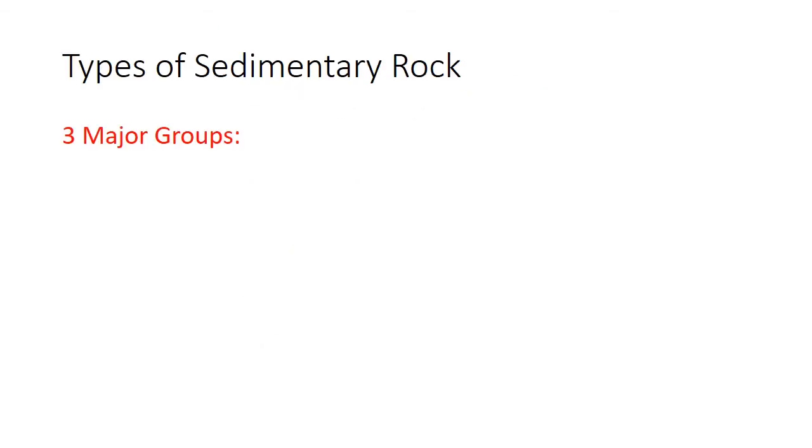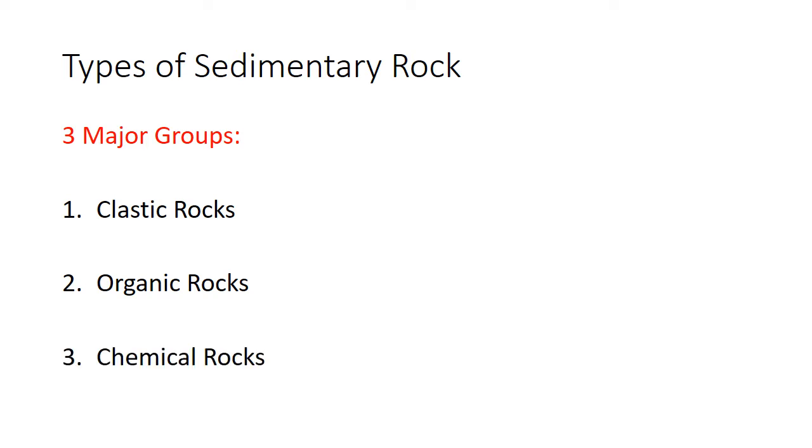You guys should remember that sedimentary rock is formed from layers of sediment which are compacted and cemented over thousands of years. There are three major groups. The first, clastic rocks, then organic rocks, and chemical rocks.